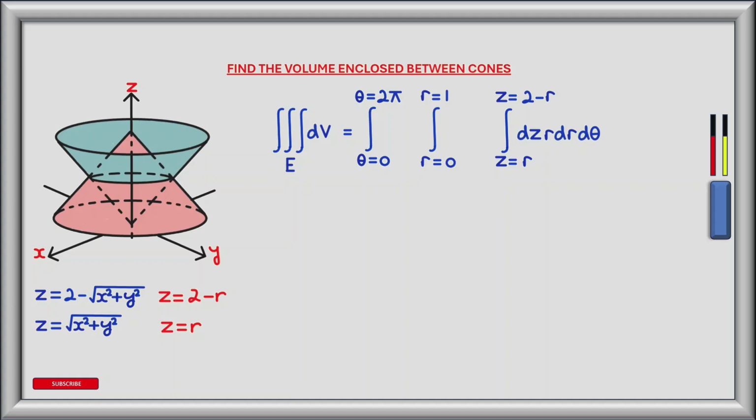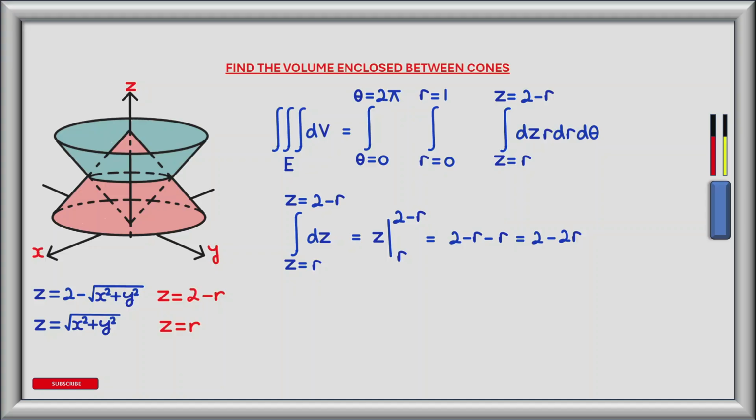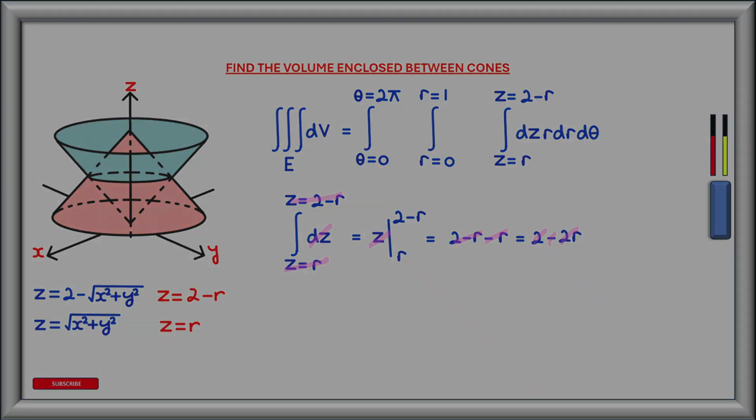So now we have our triple integral where we're integrating dz r dr d theta. So let's begin the process of evaluation, beginning with the integral along the z-axis. And so for our first integral, the inner integral, we want to integrate from z equals r to z equals 2 minus r dz. And using the power rule to evaluate this, we get z. And plugging in the limits of integration, we have 2 minus r minus r, which equals 2 minus 2r.